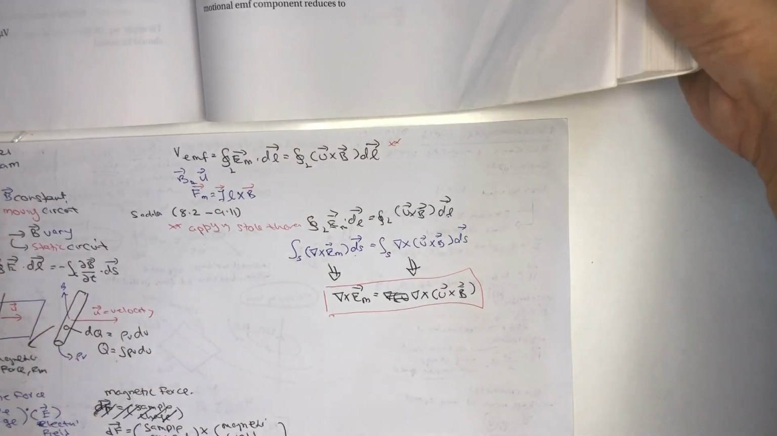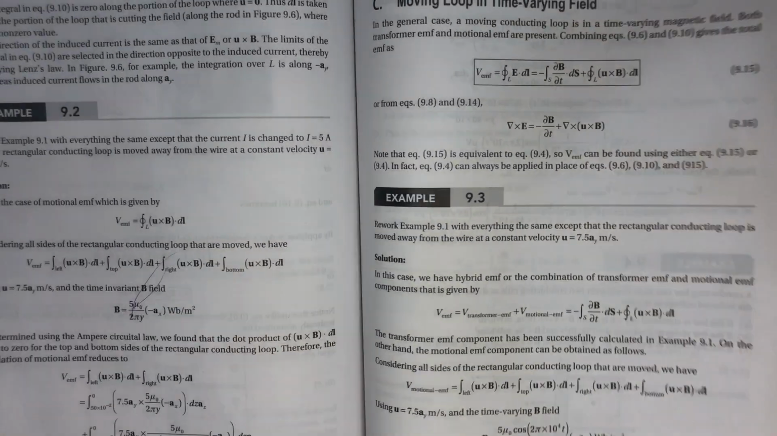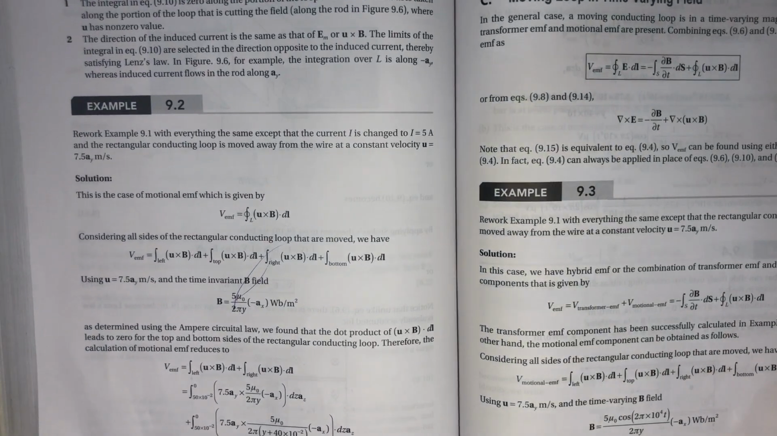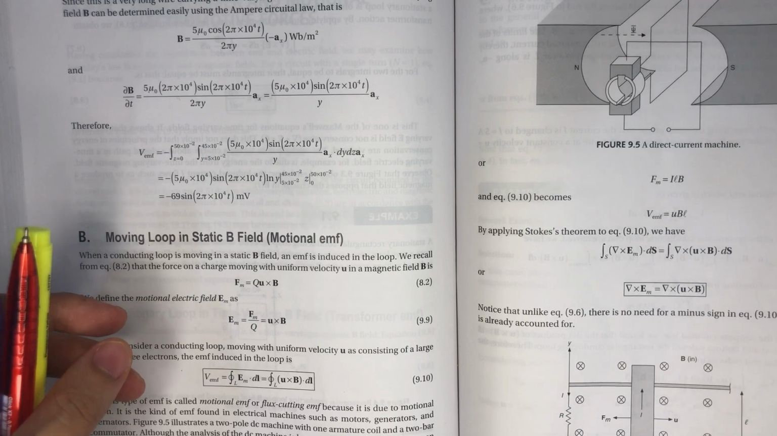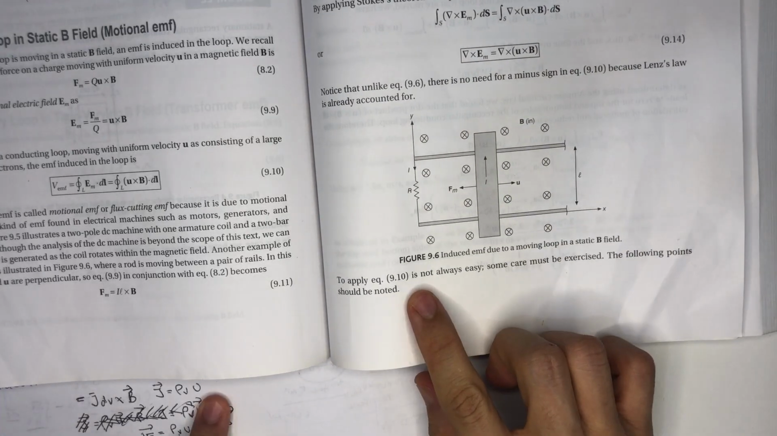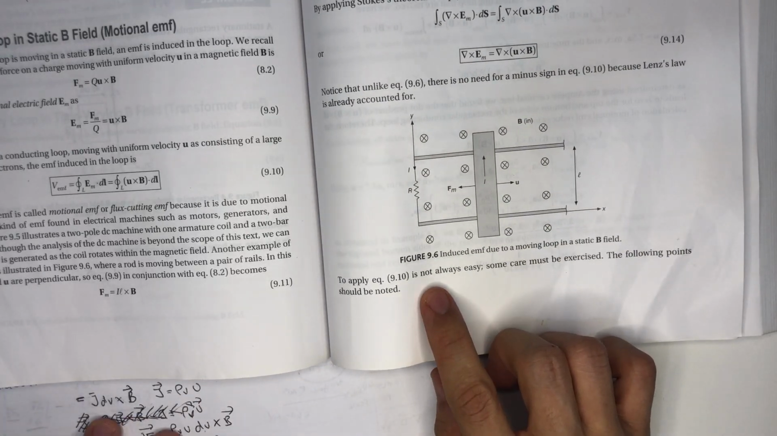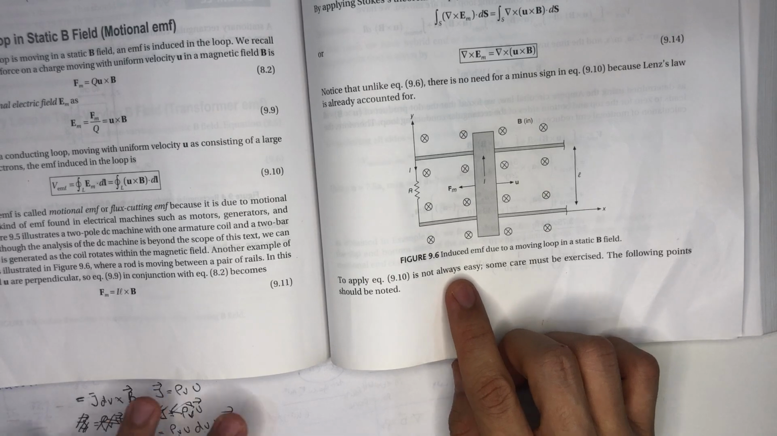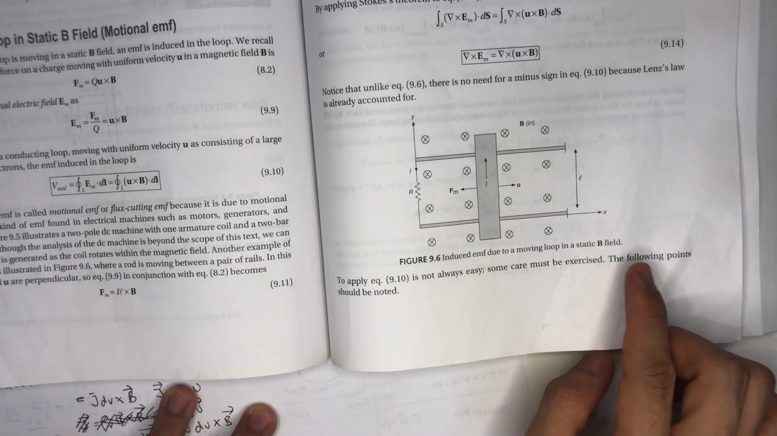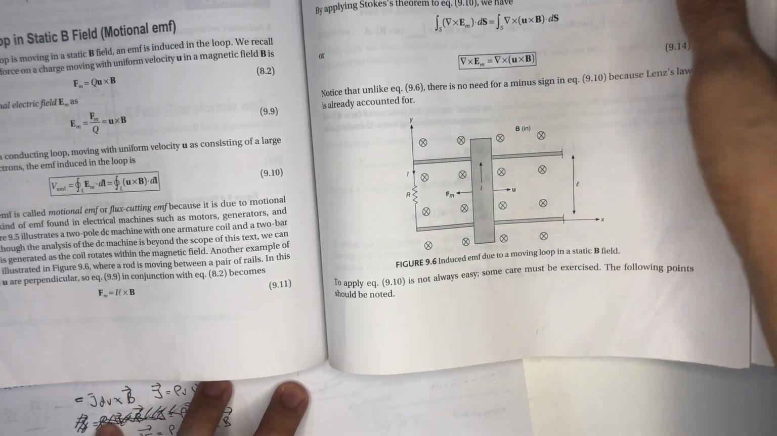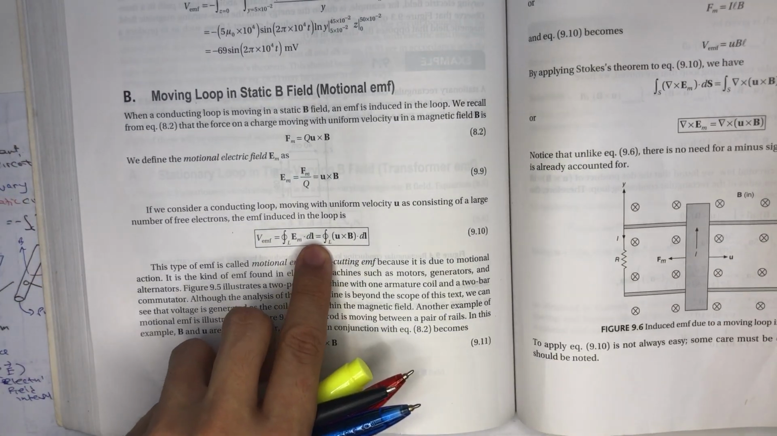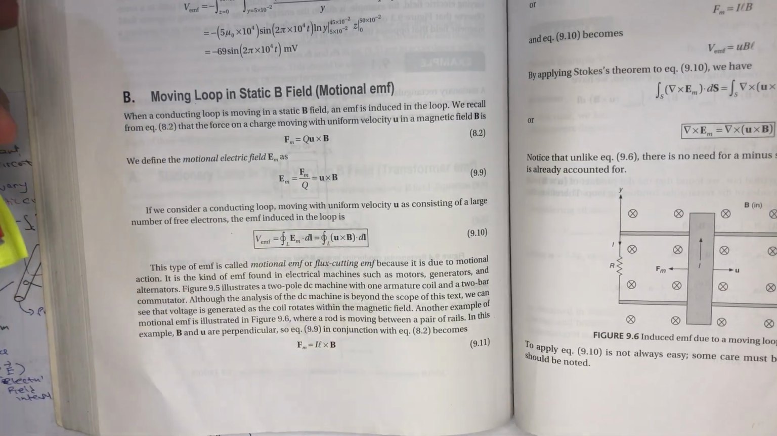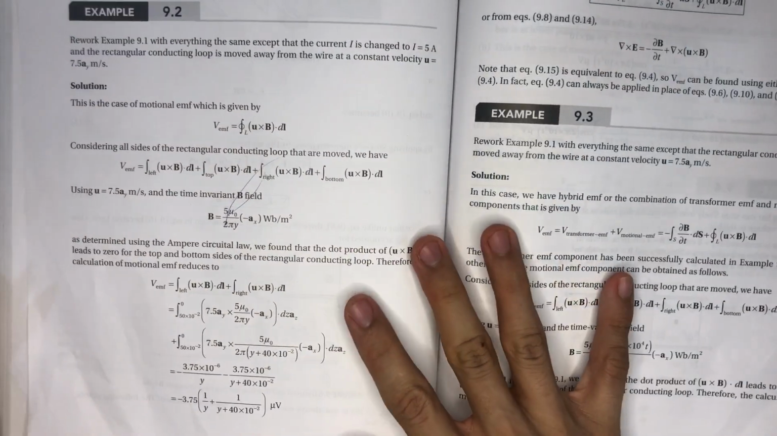You guys can see the examples on the figure. There are also noted points to apply equation 9.10, it's not always easy. It says some care must be exercised. The following points should be noted. So what is equation 9.10? This one is not always easy to use. So let me see what they say.